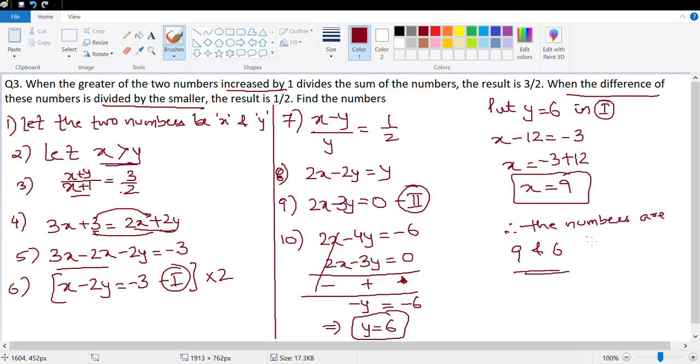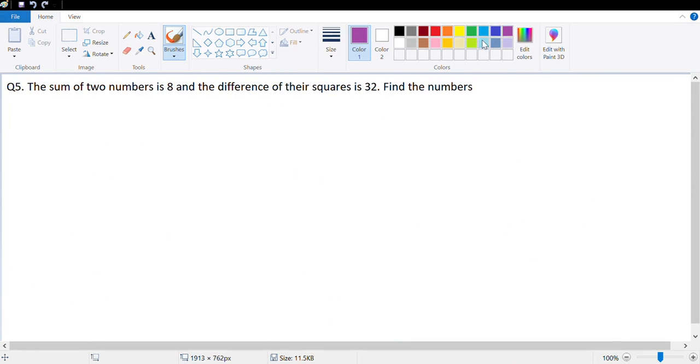Perfect. Let's look at the next one. I hope you're getting the hang of these questions. Very fairly simple. The only skill required here is to be able to convert English into mathematics. Good, let's look at the next one.